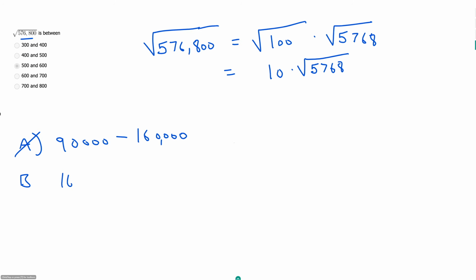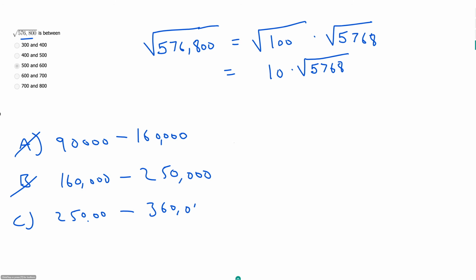B's, so it's going to be 160,000, which I got from here. And so my range is 160,000 to 250,000. Doesn't contain my guy. C is going to be 250,000 to 360,000. D is going to be 360,000 to 490,000, which still doesn't include our guy.